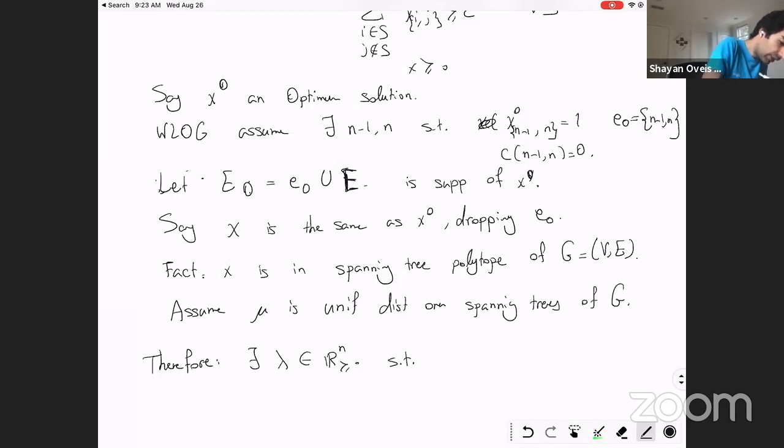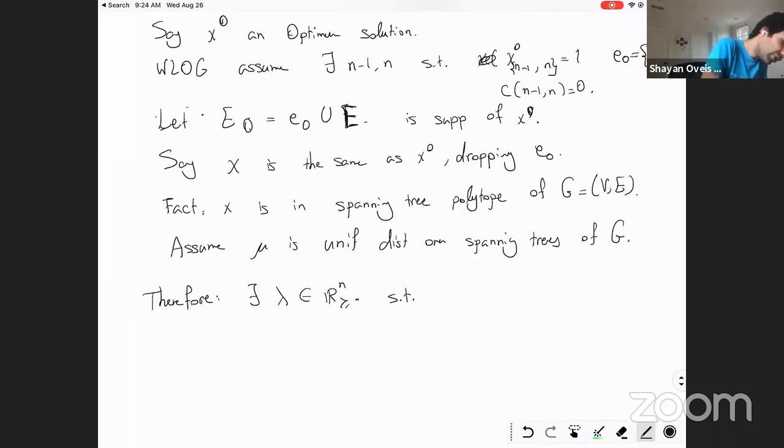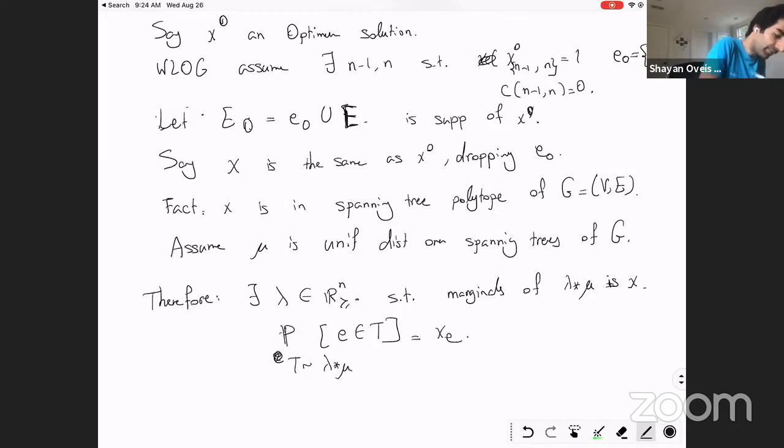Of G. Then there exists this external field such that marginals of lambda star mu are equal to X. So in other words, the probability of every edge being in a tree sampled from lambda star mu is equal to X of E. Okay, so that exactly follows from everything I said. And this lambda star mu is a strong Rayleigh distribution.